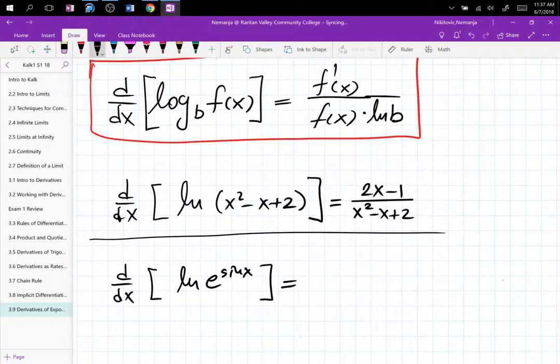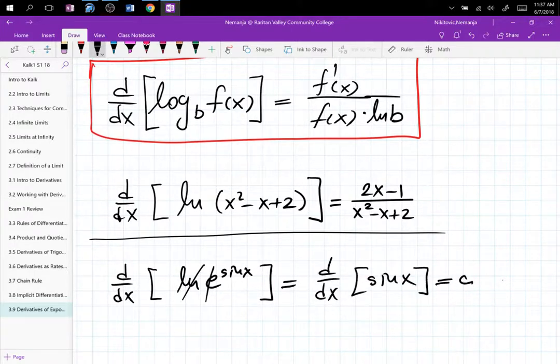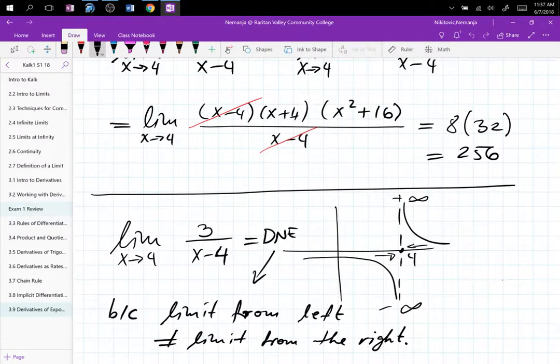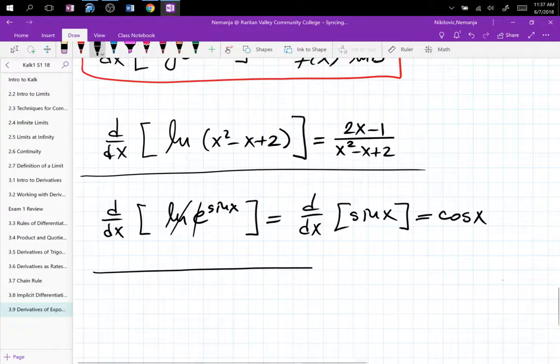And then e to the sine x and e to the sine x cancel, and you get what? Exactly, because ln and e cancel, and you just get the derivative of sine, which is cosine. Good. Right? Right. Good.